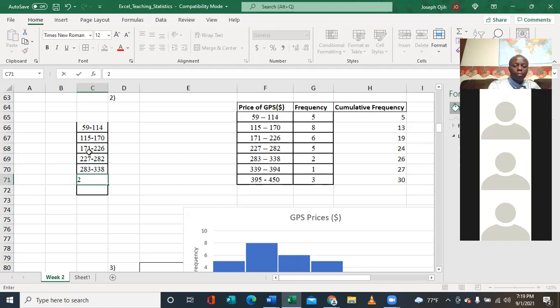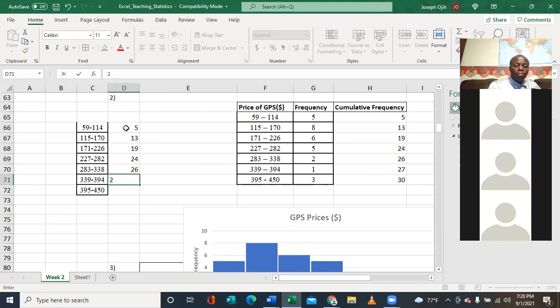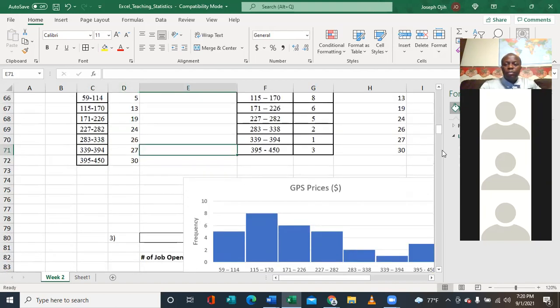Now 339 to 394, and of course we have 395 to 450. Okay. Now the cumulative frequencies at least here are given as 5, 13, 19, 24, 26, 27, 30. So with this, you can make the cumulative frequency graph, or the ogive.